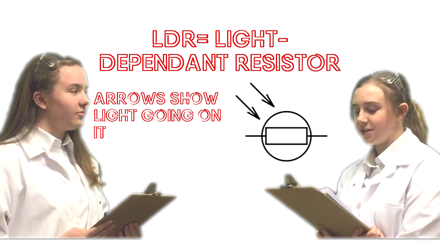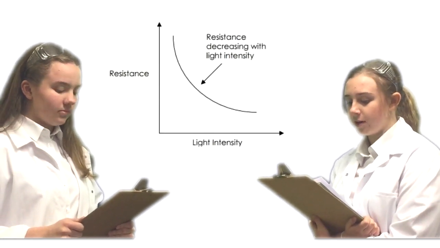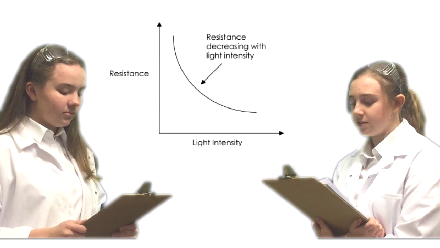LDR is short for light dependent resistor. An LDR is a resistor which is dependent on the intensity of light. With a bright light, the resistance falls, and when in darkness, the resistance is at its highest.